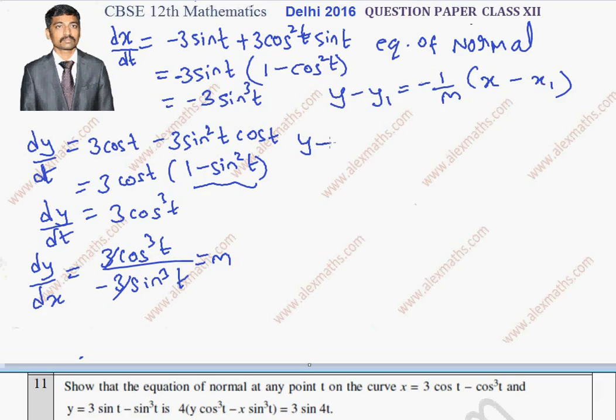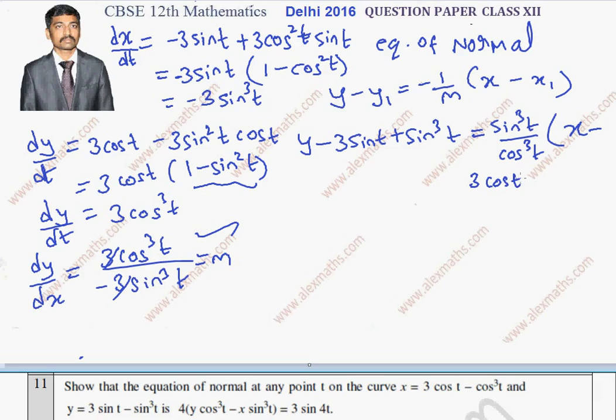So y minus y1, y1 is nothing but y which is given in the question. I will straight away copy it. So minus 3 sin t plus sin cube t, because I am taking the minus sign inside directly. This is equal to minus 1 by m. So here we got m. So negative reciprocal if I take, it is going to be sin cube t by cos cube t, then into x minus x1. So x1 is nothing but the x which is given in the question. So 3 cos t plus cos cube t.